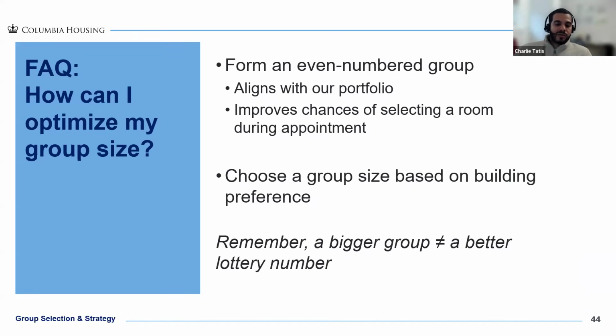Another tip for optimizing your group size is to choose a size based on your building preferences. If you really want to live in a corridor style building, you don't need to be in a big group. You only need to be in a group of two. Conversely, if you really want to live in a Hogan apartment, you'll need at least a group of four. And remember, a bigger group doesn't mean a better lottery number.